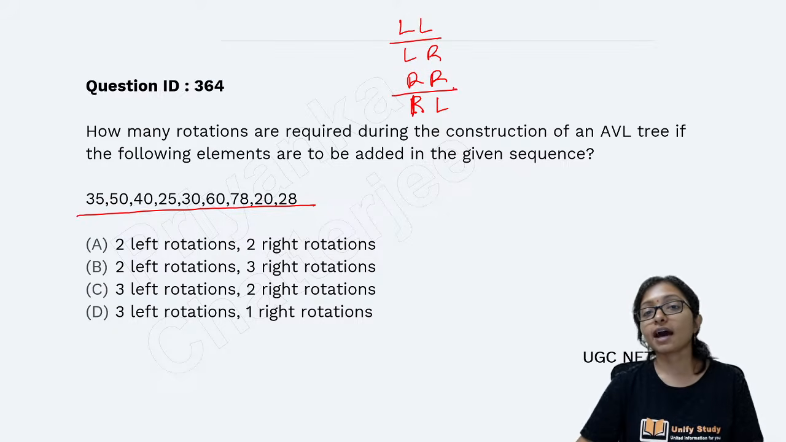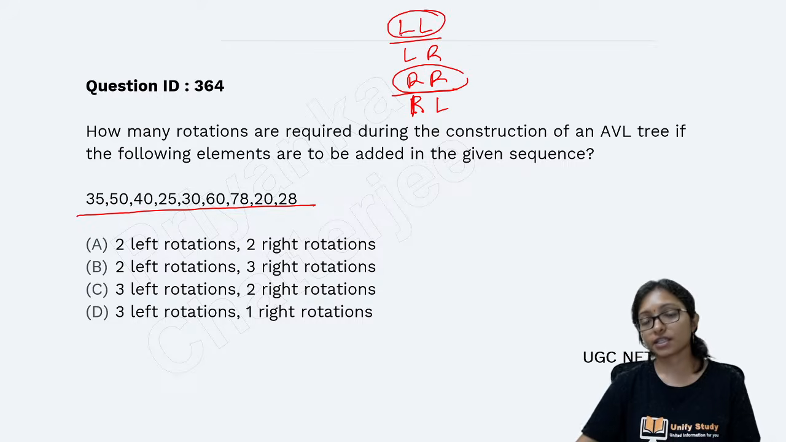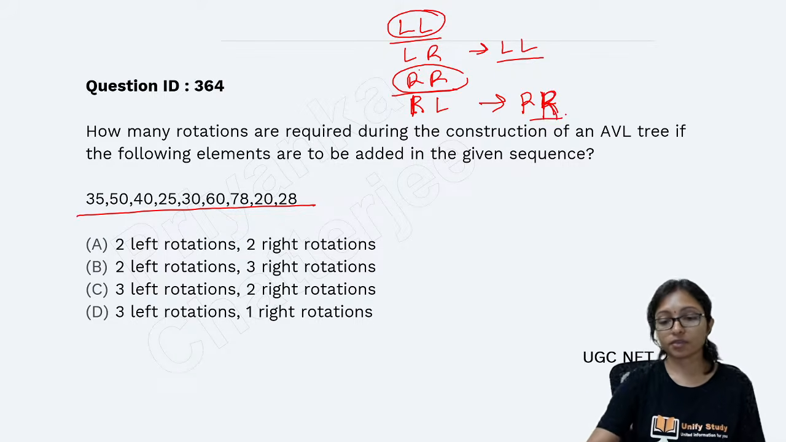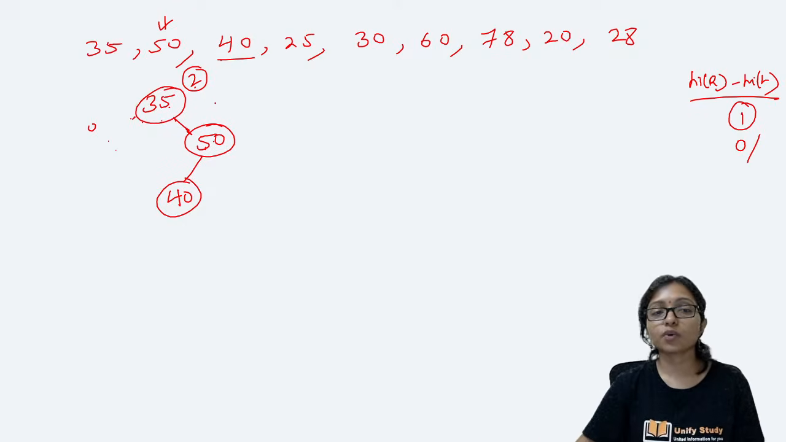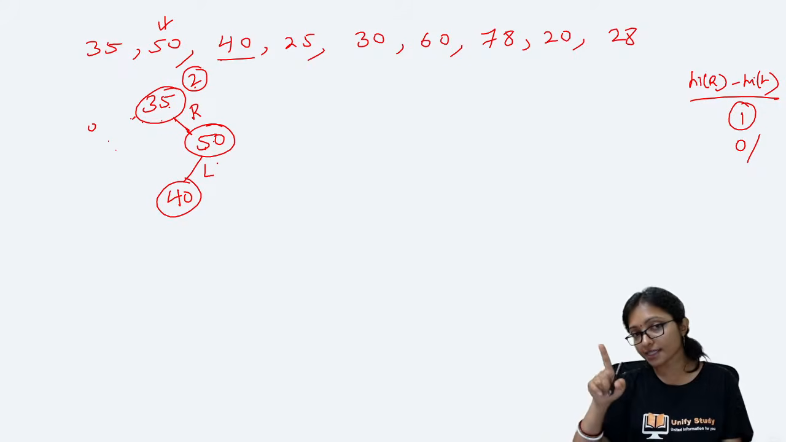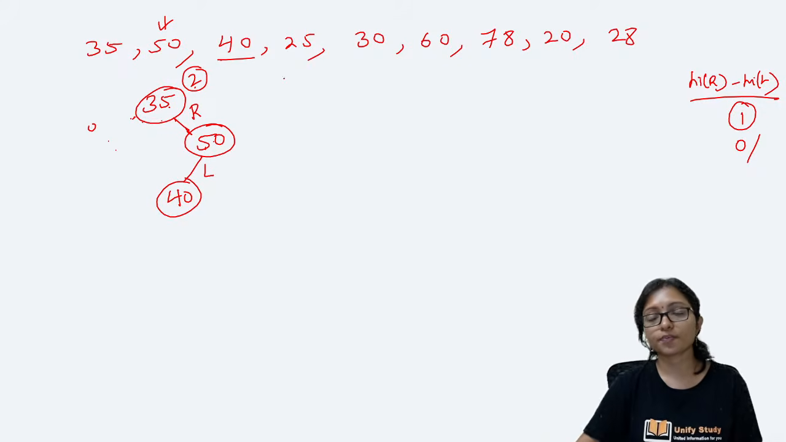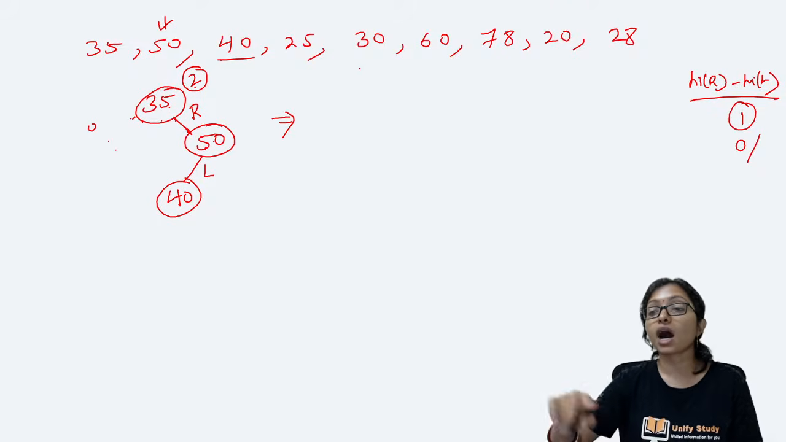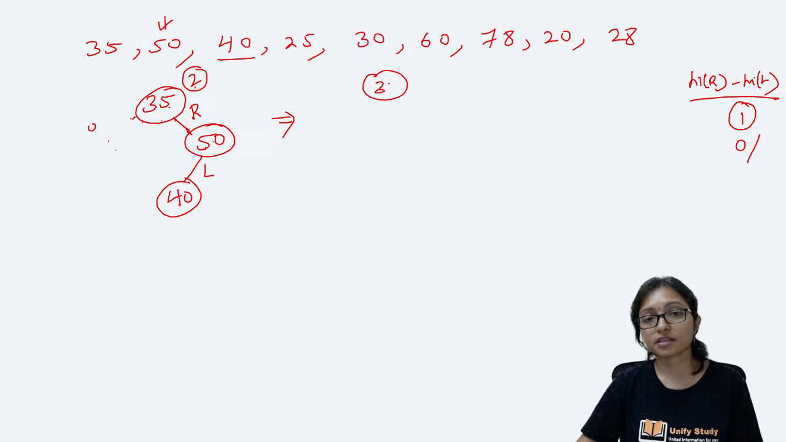When it is LL or RR, then directly we can rotate. But when it is LR, I need to change it to LL. And when it is RL, I need to change it to RR. Then I can rotate. Now see, what type of tree is it? It is an RL type of tree, right, left. So for the RL type of tree, I need to change it first to RR.